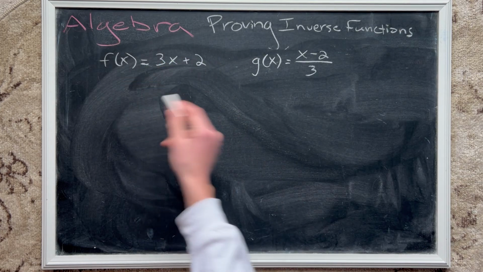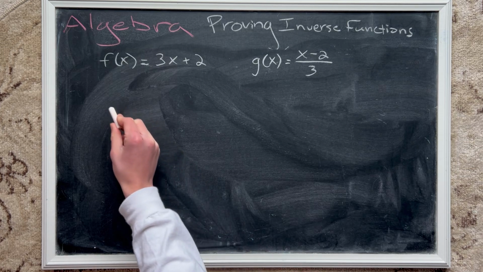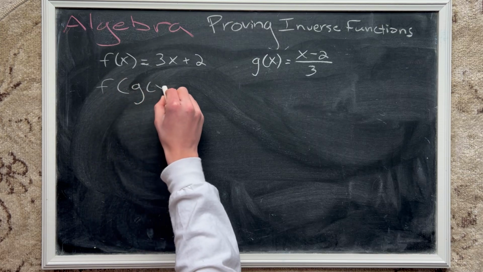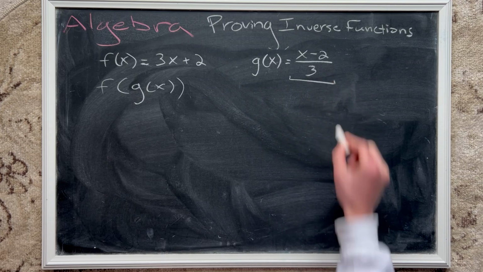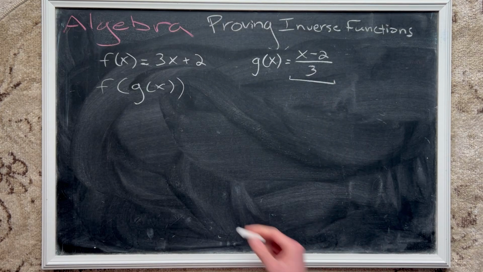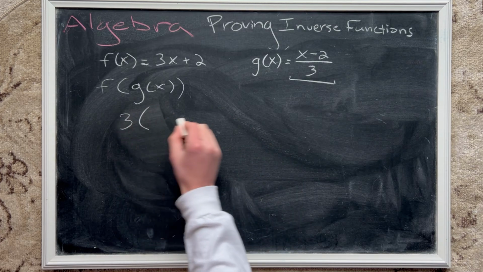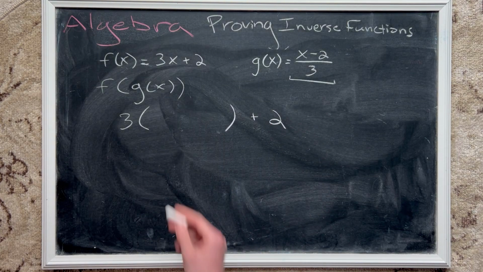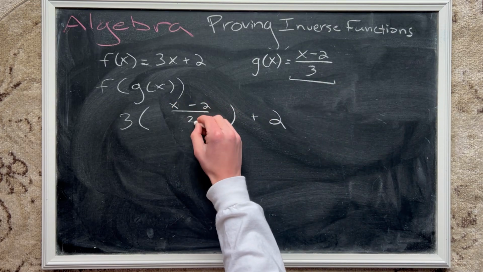So for these two functions, we don't know if they're inverses or not. So we want to plug one into the other. So let's start by taking g of x and plugging it into f of x, like this. So that's going to mean we're going to take this function here and plug it in to wherever we see the x in f of x. So f of x is going to look something like this, right? With the x usually here, but when we're plugging in, we're going to plug in what g of x is equal to. So x minus 2 over 3.